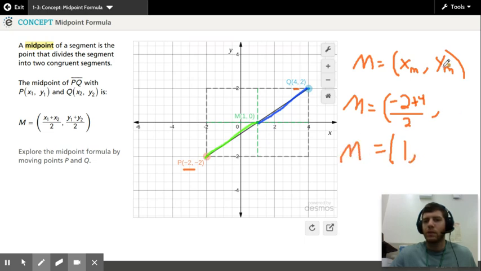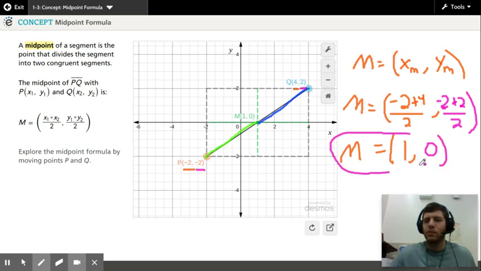Our y coordinate then, let's do it a different color. Okay, our y coordinates are -2 and 2. So we would do -2, again, we're just adding them together, finding the average. -2 plus 2 divided by 2. Okay, -2 plus 2 is 0. 0 divided by 2 is 0. So then our y coordinate would be 0. So that would be how you would find the midpoint there.